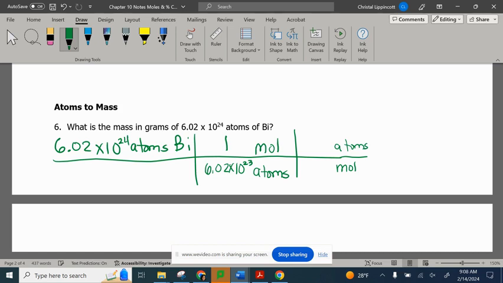No, I don't want to do that. I just did that. I want to go the other way. I don't want to get into. I want to get into what? Grams. Yeah. That's mass in grams. All right. Where am I going to get this from? Periodic table. So I'm going to look up bismuth. It is number 83. Its mass is 209.0.